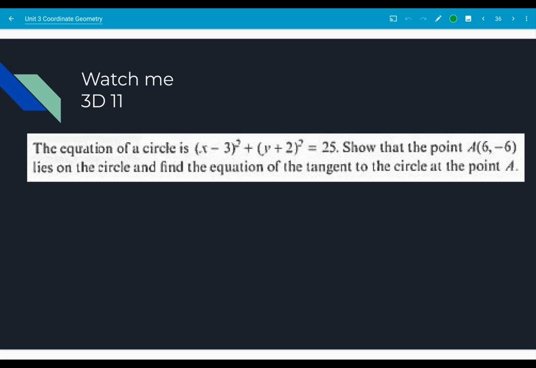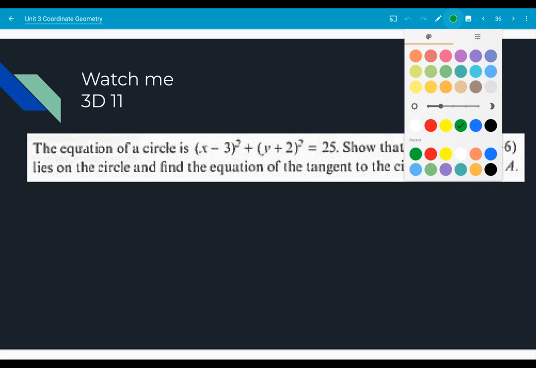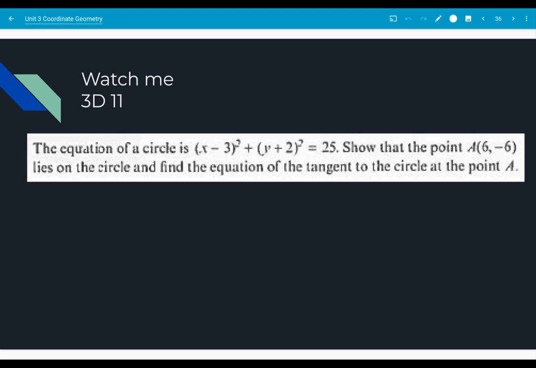So let's look at how we can use our information to solve a given problem. We have an equation, and we're looking for the point A (6, -6) lies on the circle, and find the equation of the tangent to the circle at that point. First things first, we've got to prove that that point is on the circle.